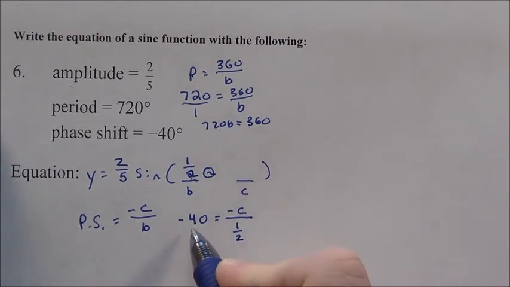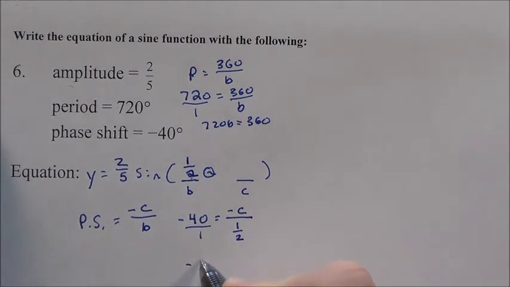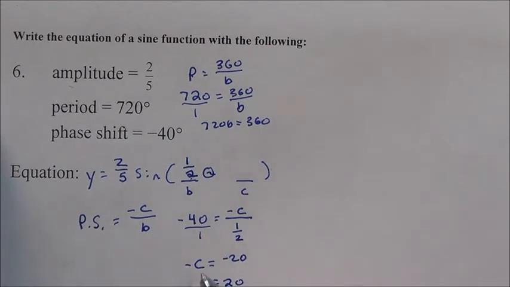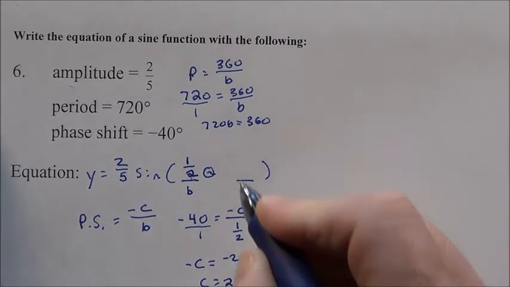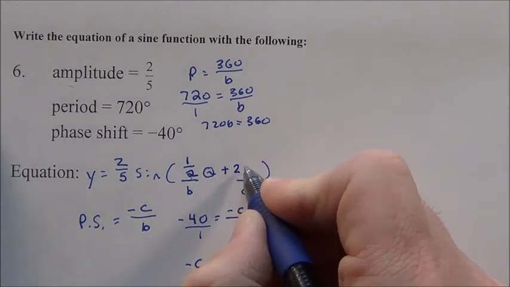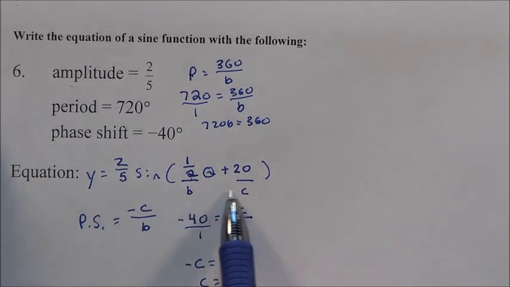1/2. Put this over 1. Negative c times 1 is the opposite of c. A half times -40 is -20. If the opposite of c is -20, that means c is a positive 20. We could just divide by -1 or multiply both sides by -1 to get that. So we know this is a plus 20 degrees here. That's what we put in the problem. So there is our equation.